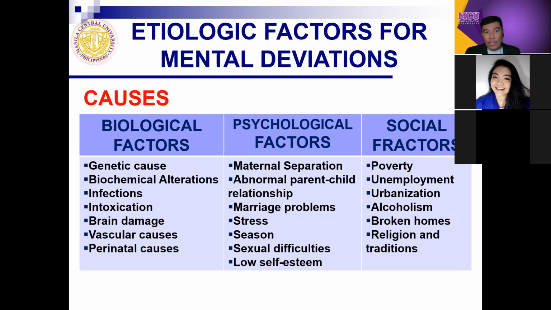For biological factors, there are some mental deviations that can be genetically inherited, so a genetic cause can pass through generations. Another is biochemical alterations, where the concern is the regulation of neurotransmitters, which I have mentioned. If serotonin is low and dopamine is high, there is an imbalance. Supposedly, if dopamine is high, serotonin should also rise to that level, so that the coping mechanism could have an equilibrium response.